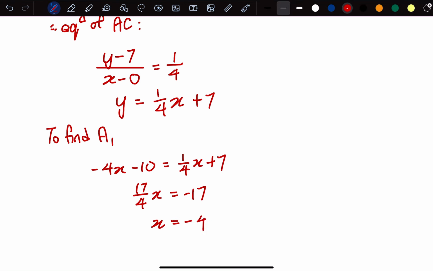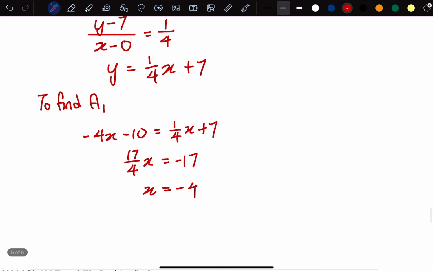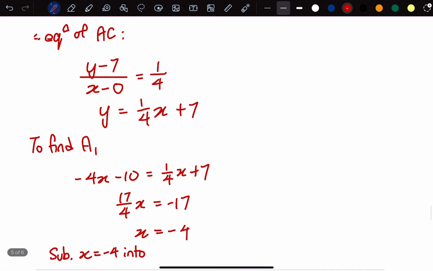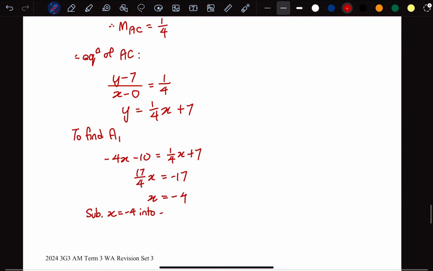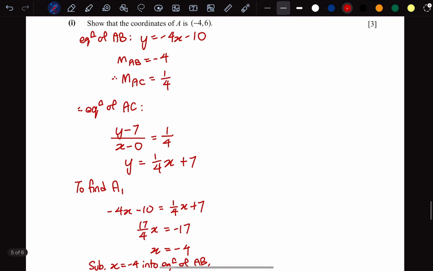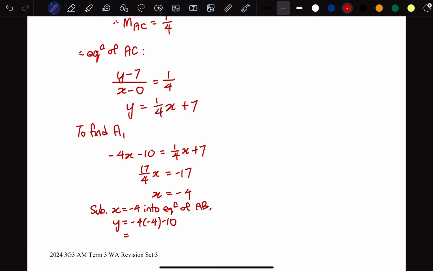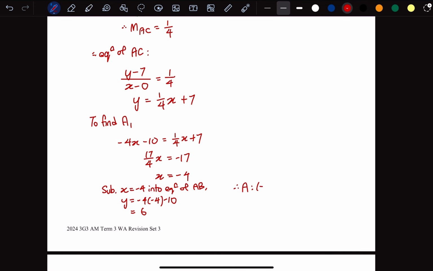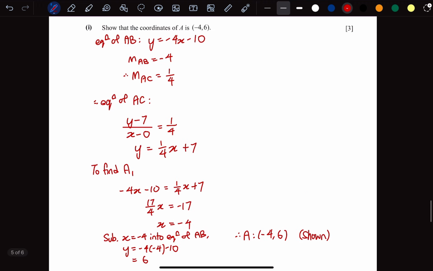Okay, then from here, since I know the x coordinate of point A, I sub x equals negative 4 into any equation of the line, let's maybe choose the equation of AB. The y coordinate is simply negative 4 times negative 4 minus 10, which will give you 16 minus 10, which is 6. Therefore, A is simply negative 4, 6. Okay, this is for part 1.